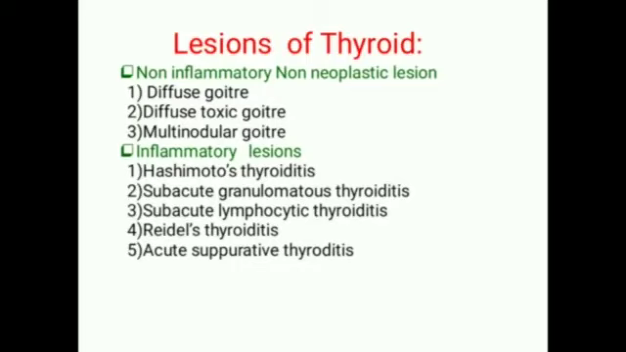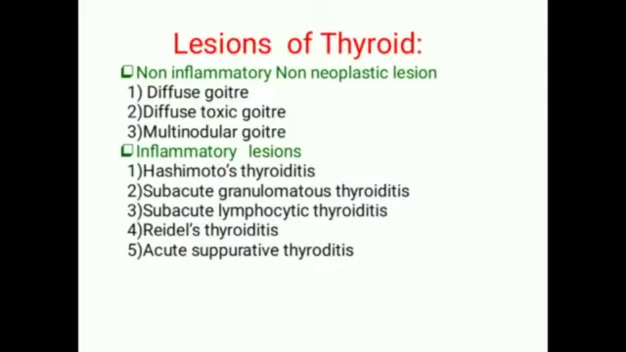Now we will go further into today's topic, what are the lesions of the thyroid. They are divided into non-neoplastic and neoplastic. The non-neoplastic is further divided into non-inflammatory and inflammatory, and the neoplastic is divided into benign and malignant. So what are the non-inflammatory non-neoplastic lesions? They are diffuse goiter, diffuse toxic goiter, multinodular goiter.